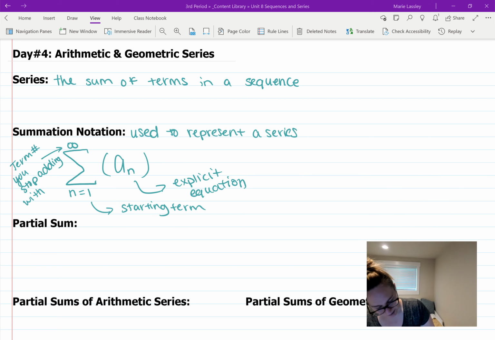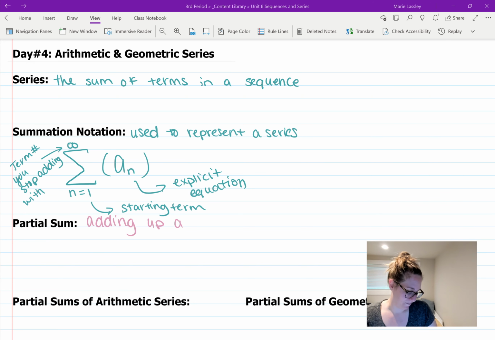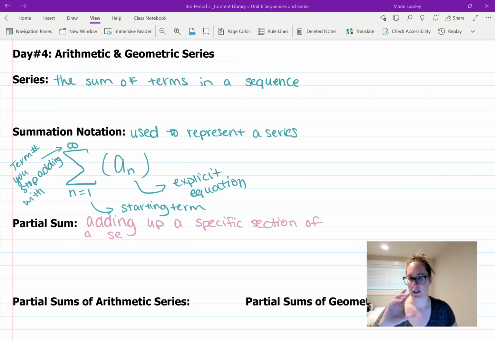So this is adding up a specific section of a sequence, right? Because you're picking and choosing.